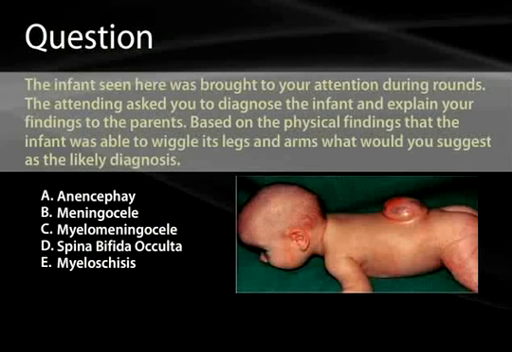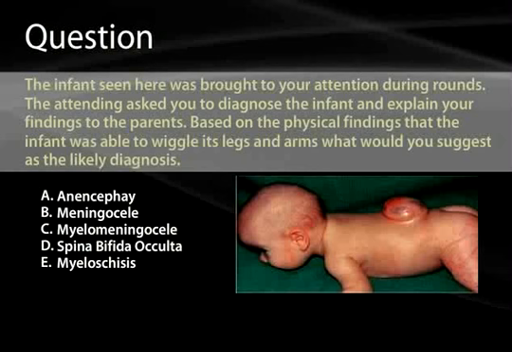Here is a question. An infant seen here was brought to your attention during rounds. The attending asked you to diagnose the infant and explain your findings to the parents. Based on the physical findings that the infant was able to wiggle its legs and arms, what would you suggest as the likely diagnosis? And this one has a couple possibilities. You can see a cyst that's protruding, so it is not an occulta. You can see that there is fairly plump leg musculature in this infant, so this would be an enclosed cystocele, so it's either a meningocele or a meningomyelocele.